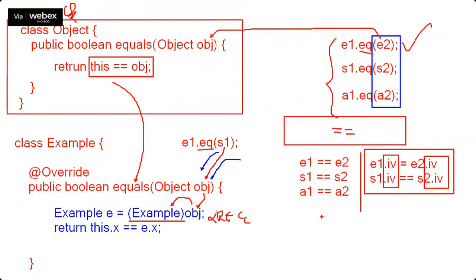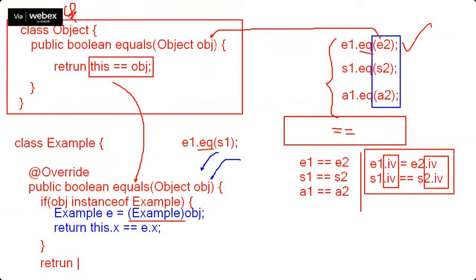So tell me, how to solve this problem? Can I say user, don't call s1? No. Don't pass s1, can I say? No. What should I do here? I should write my if condition: if obj instanceof Example, then only I want to compare. Only two Example class objects I want to compare. If the argument is not an Example object, Example and Sample are same or different? Different. Then what do I write? Return false. This is the equals method overriding logic.